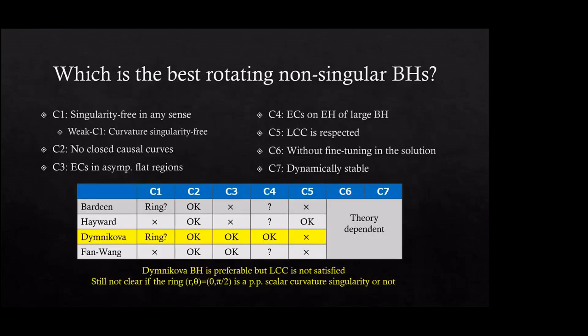So let us see which is the best rotating non-singular black hole. According to the 7 criteria, actually the 5, and this is the result. And according to the present results, among these 4, the Dymnikova black hole is the most preferable, although it does not satisfy the limiting curvature condition. And it is still not clear whether the ring is a PP curvature singularity or not.